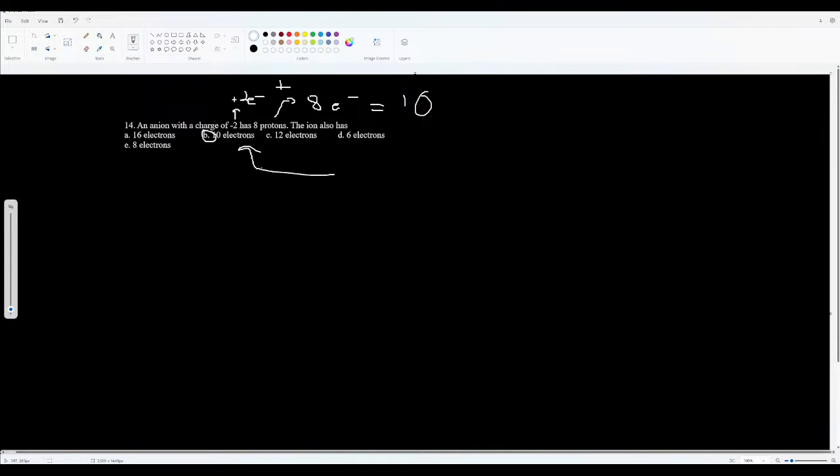So anion, I think, is a word that you need to understand for the exam, and cation is also another word that you need to understand. Like I said, there are just 2 types of ions. One's positive, one's negative. Cation is positive, anion is negative.